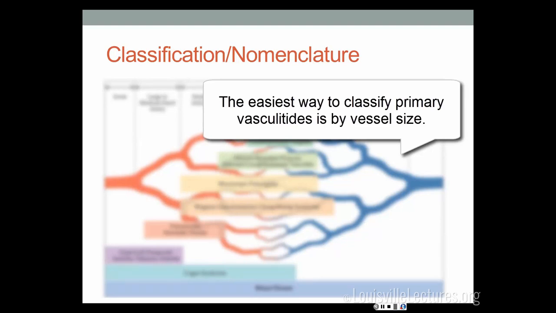The only one that involves everything, including the venous side, is Behçet's, and that's not typically classified as a classic vasculitis, so we're not going to talk about Behçet's.